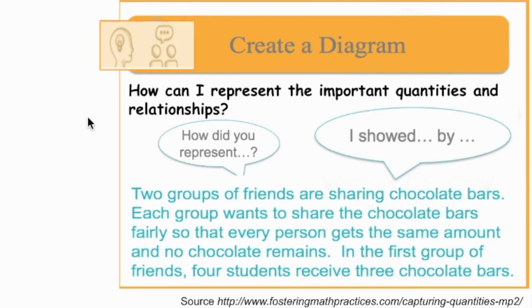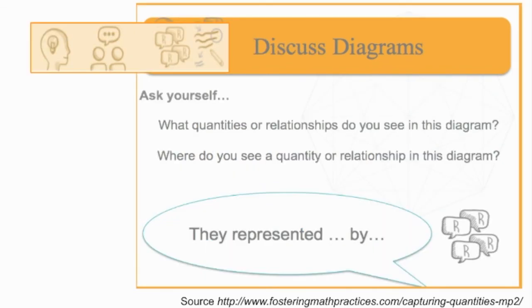When the partner work time has passed, you want to take student responses and put together a chart showing all of the possible diagrams created by student partners. During this step of the routine, the teacher has put together various student diagrams for students to compare and contrast. Students engage in individual thinking time once again. They ask themselves questions such as, what quantities or relationships do you see in this diagram? Where do you see a quantity or relationship in this diagram?